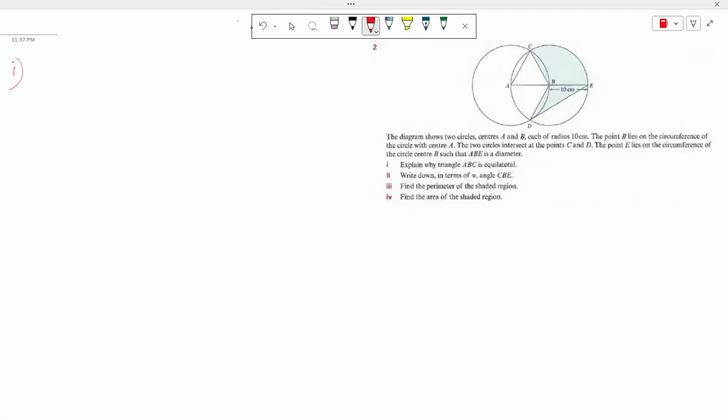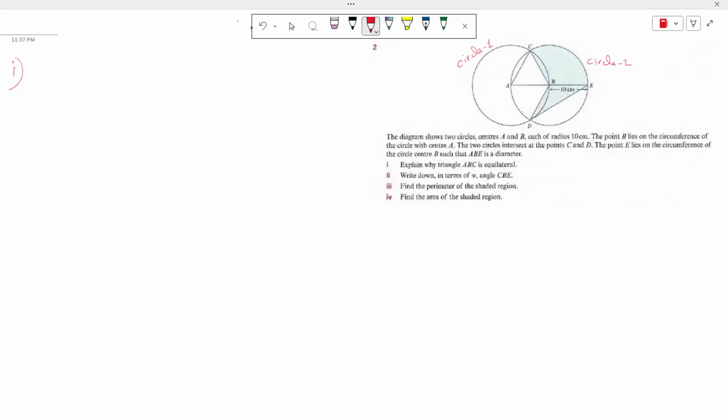You can see there are 2 circles. This is circle number 1, and this is circle number 2. You can see both of them have radius 10 centimeter, right? It's given. This diagram shows 2 circles, centers A and B, each of radius 10 centimeter.